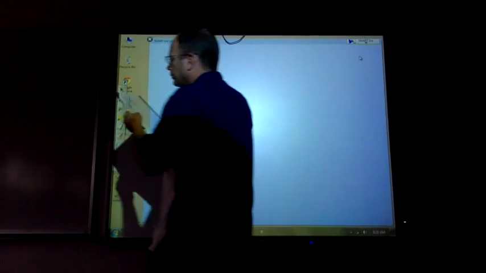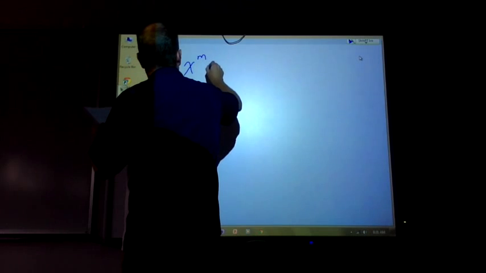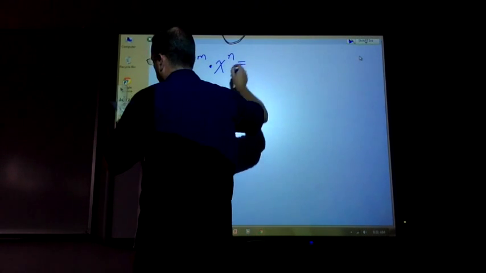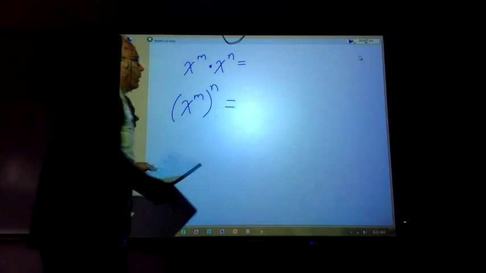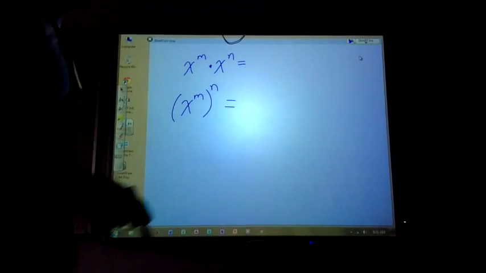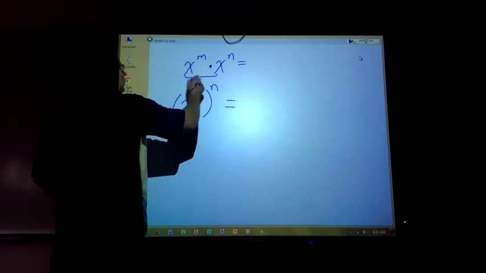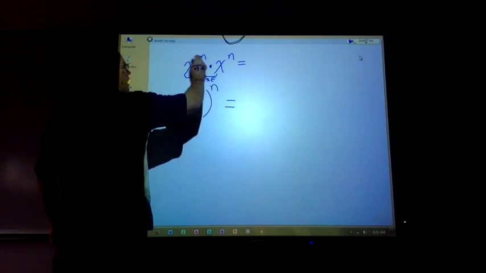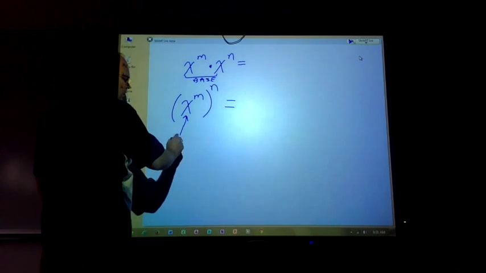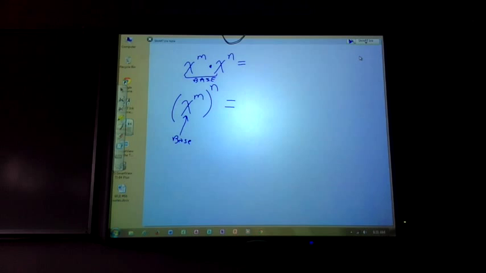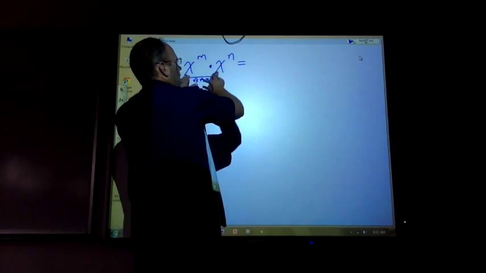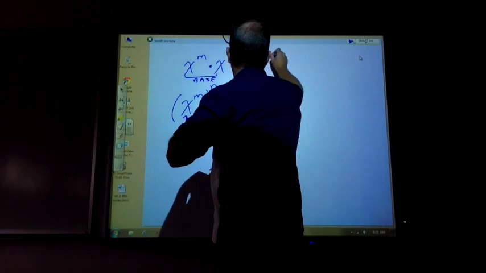The first one I'm going to make here. So a few things that exist here: you have the base, and then you have the exponent. Or you have the base, and you have an exponent to an exponent. When exponents are sitting right next to each other and the bases are the same, you just count. This becomes x to the m plus n.